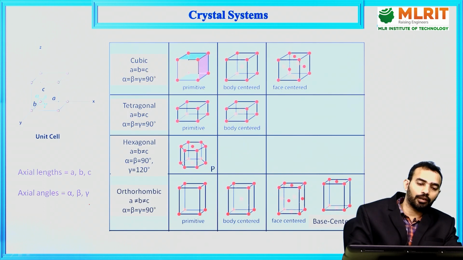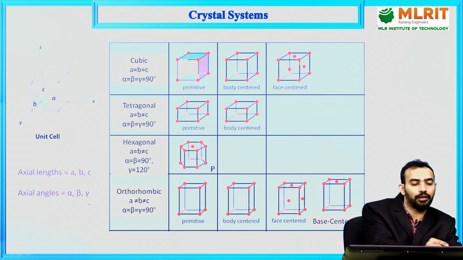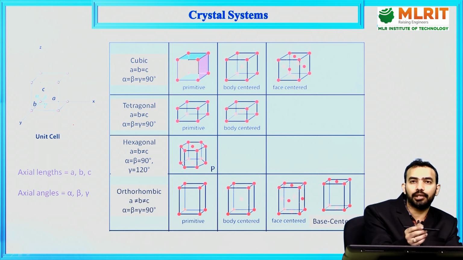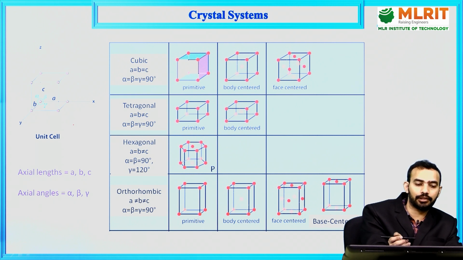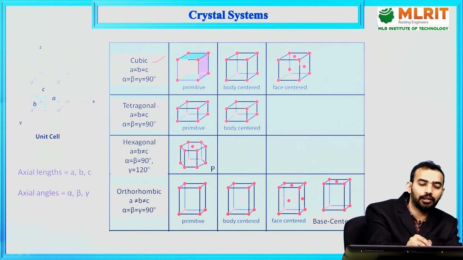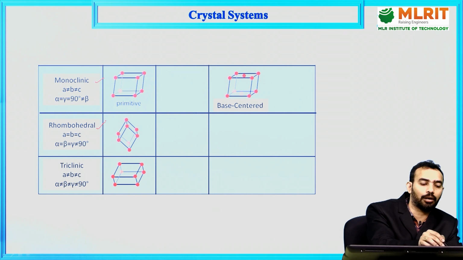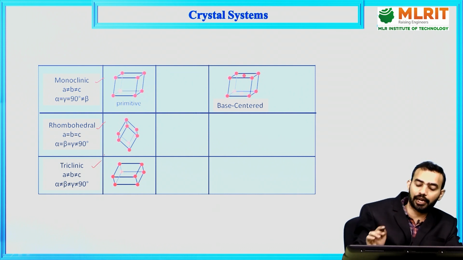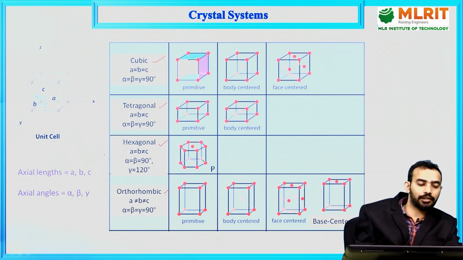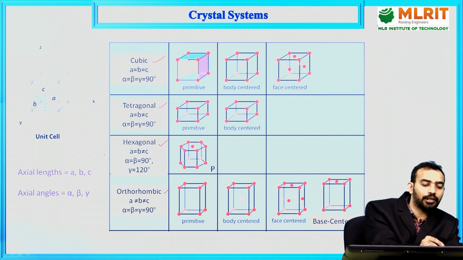Then crystal systems. Based on the unit cell, the way atoms are arranged in the unit cell, we can classify the crystal system into seven crystal systems. One is cubic, then tetragonal, then hexagonal, then orthorhombic, then monoclinic, rhombohedral and triclinic. We have a total of 7 crystal systems.